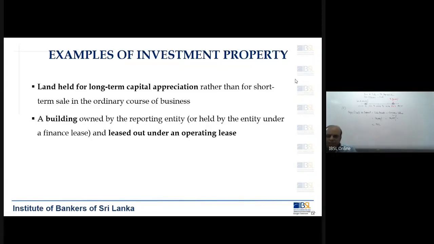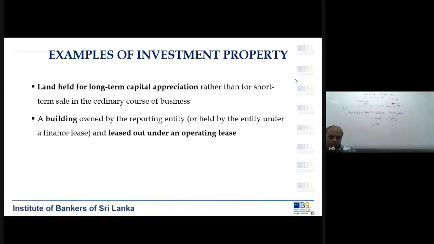Why do we say example? Say for example, you have a house. This house is not occupied by you. So then what can you do? If you are not going to occupy that particular house, then there are two options available to you. Number one, you can rent it out to somebody, say at a rental of 100,000 per month.